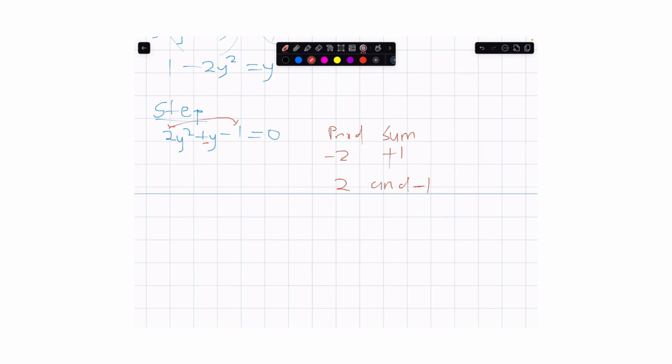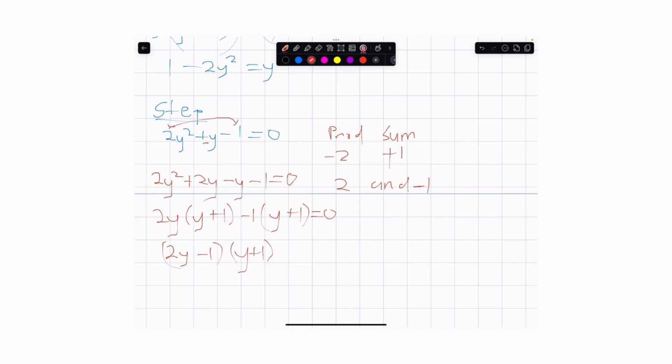So you now come here and say 2y squared plus 2y minus y minus 1 is equal to 0. So you now factor out 2y, y plus 1, factor out the negative sign, y plus 1, and you get your 0. So you're going to get 2y minus 1, y plus 1 is equal to 0.